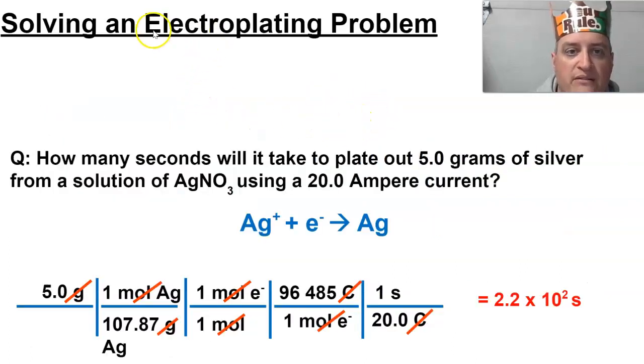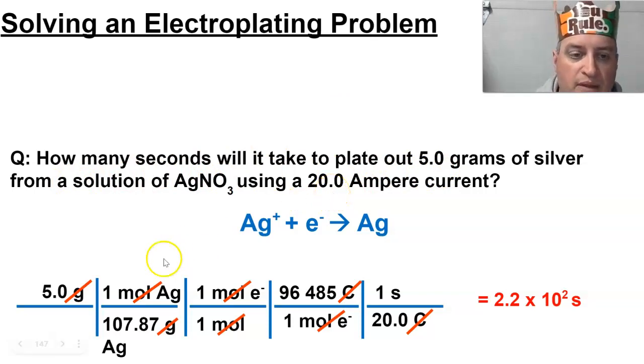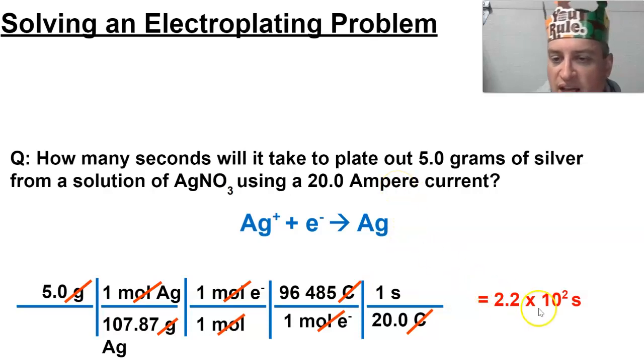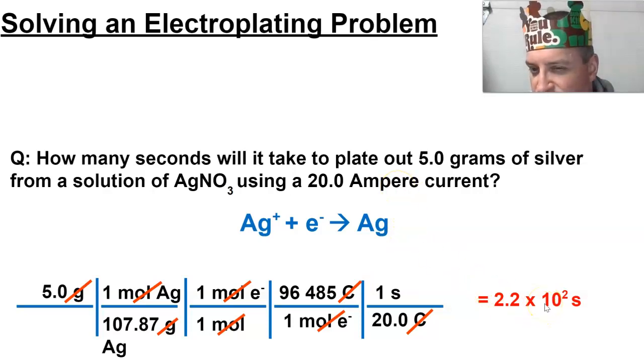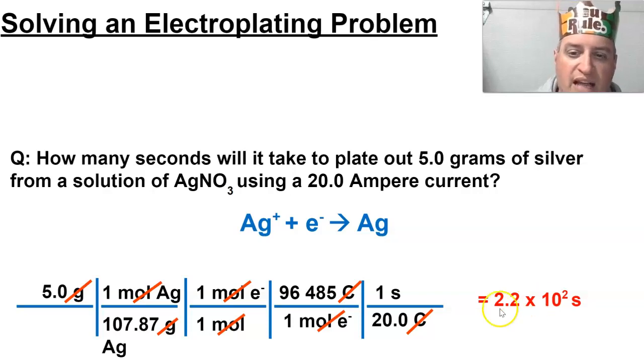So the last bit, solving an electroplating problem. How many seconds would it take to plate out 5 grams of silver using a 20 amp current? So again, 5 grams, molar mass. This is a 1-to-1 ratio because we only have 1 electron. Faraday's constant. 20 coulombs per second. You need to understand that being amps. And it's going to take us 220 seconds in order to get that because we're using a pretty strong current.